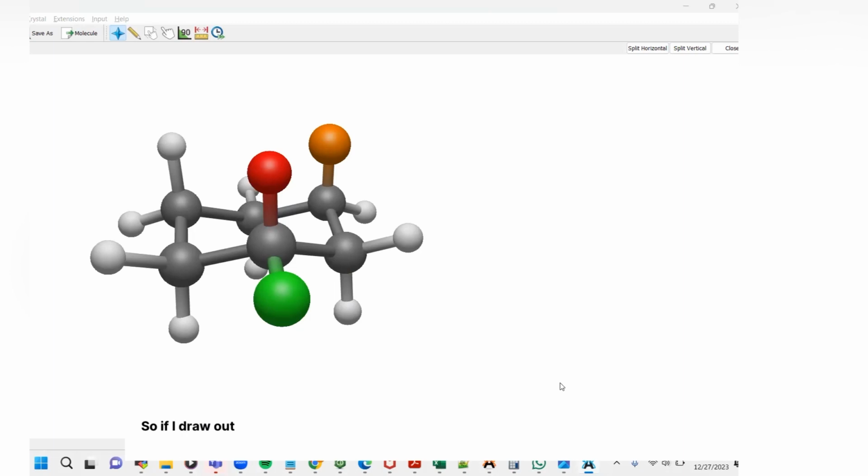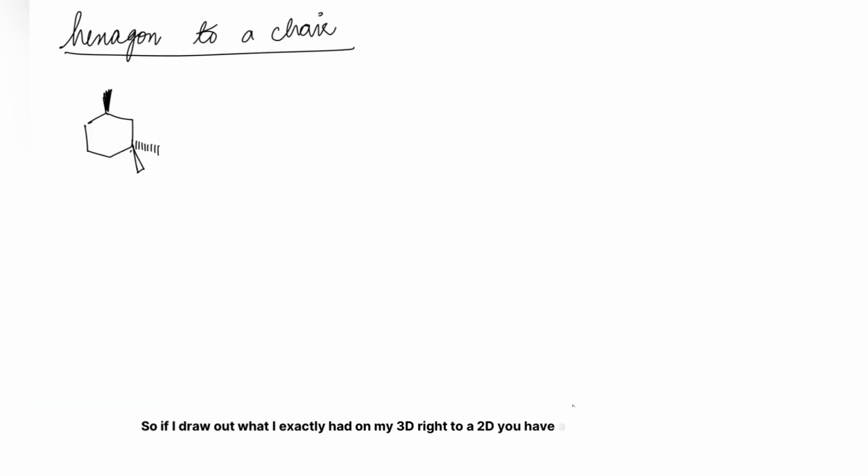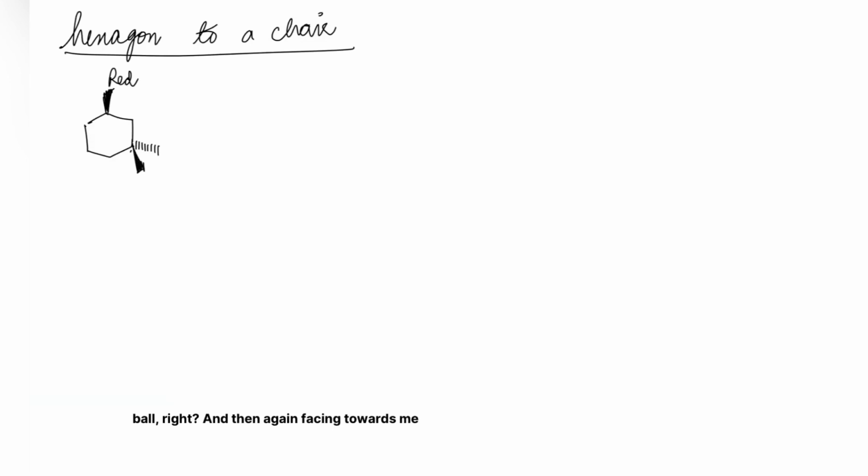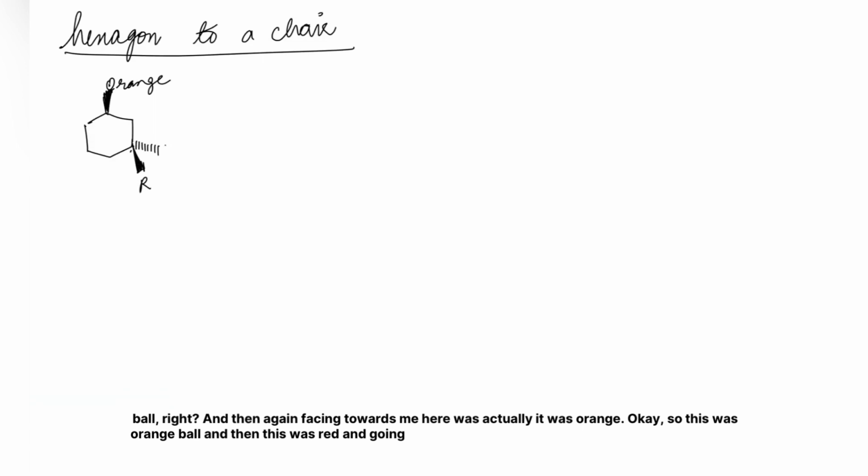So if I draw out what I exactly had in my 3D in 2D, you have a plane. What we had facing towards me was the red ball, and again, facing towards me here was the orange ball. So this was orange, this was red, and going away from me was a green ball, which represents chlorine.